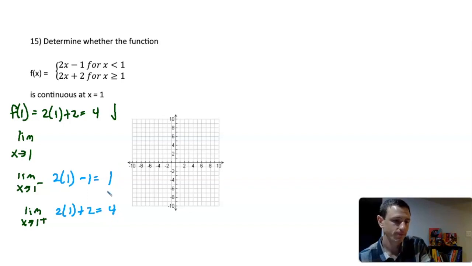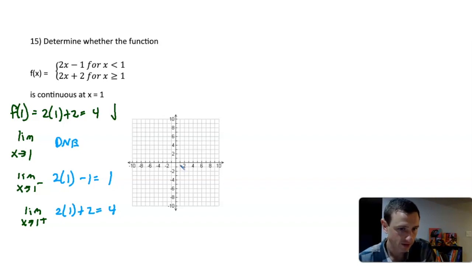So stop right here. The limits are not equal to one another. So therefore, the limit as x approaches 1 does not exist. So we have some sort of discontinuity here. So let's check out what's happening. Why is there some discontinuity? What does this look like?